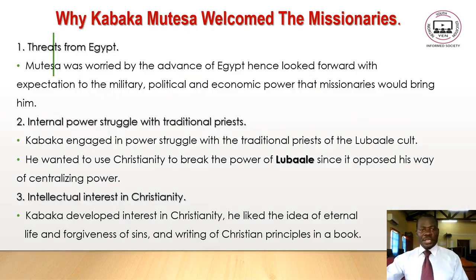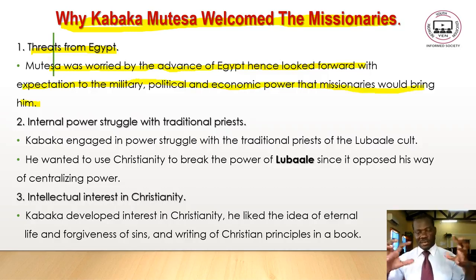Now let us look at the reasons why Kabaka Mutesa welcomed the missionaries. Number one was the threat from Egypt. Mutesa was worried by the advance of Egypt, hence looked forward to the military, political, and economic power that the missionaries would bring him. He wanted that military support from the missionaries against the Egyptians.